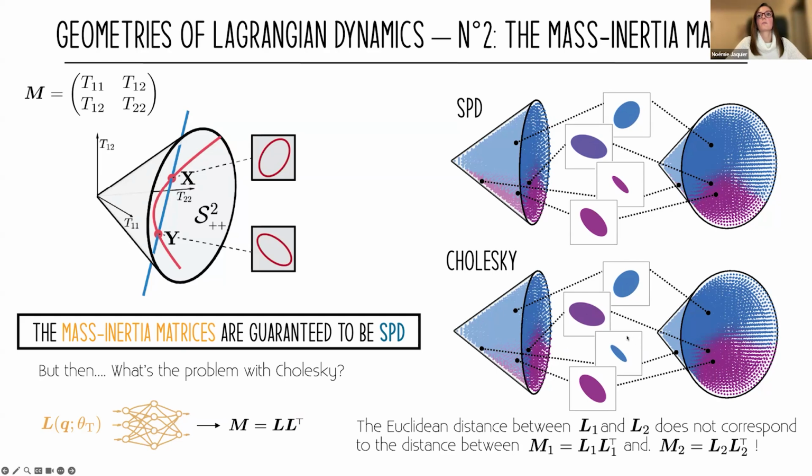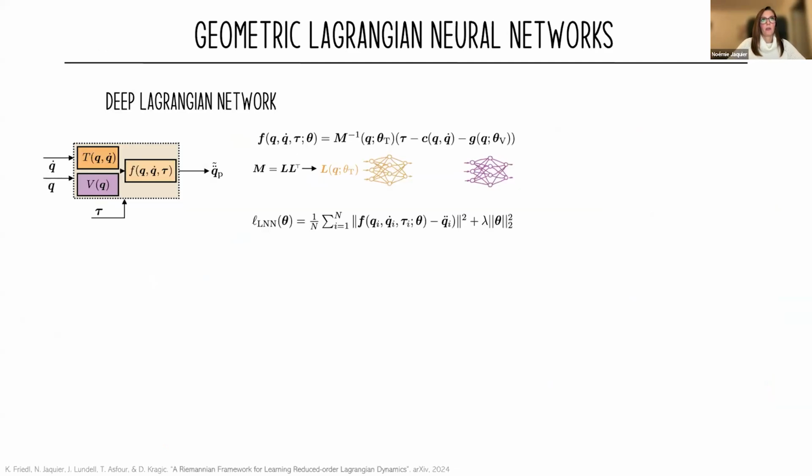I'm not sure if you see the mouse, I hope so. So the two here, they are oriented the same. They're just kind of, one is smaller than the other. And the Cholesky classification classifies them into two different clusters, because the distance between the Cholesky decompositions doesn't reflect the distance that is actually there between the two matrices. So this is why Cholesky is not ideal.